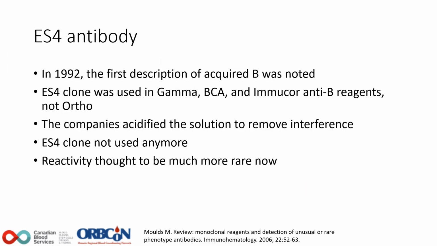So now let's talk a little bit about these monoclonals that are causing the acquired B phenotype that we see by tube. The first one that was described was the ES4 antibody, and that's the monoclonal name, so it's nothing special. It was first noted in 1992, specifically when this ES4 came out, and it was used by Gamma, BCA, and Immucor, but not Ortho.